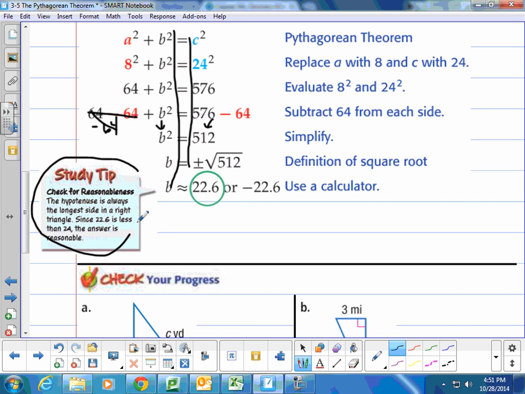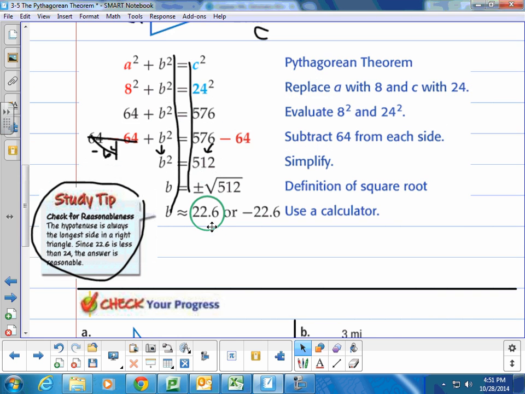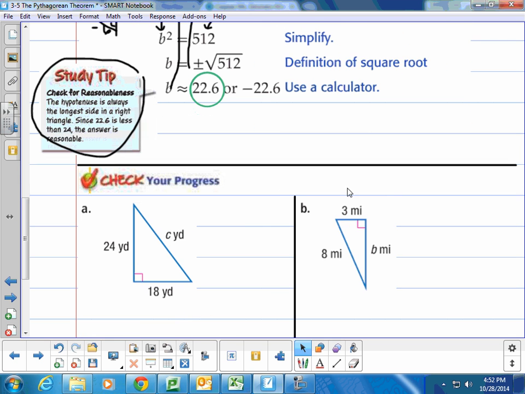Check my reasonableness. The hypotenuse is always the longest side, we learned. C is always the longest side. And 22.6 is less than 24. That's a reasonable answer because it's representing B, and C here should be our longest side. So if we would have ended up with a number bigger than our C length, we probably would have known something was wrong. So that's how you can check the reasonableness. So there we go with that indication there. All right, so the length is about 22.6.